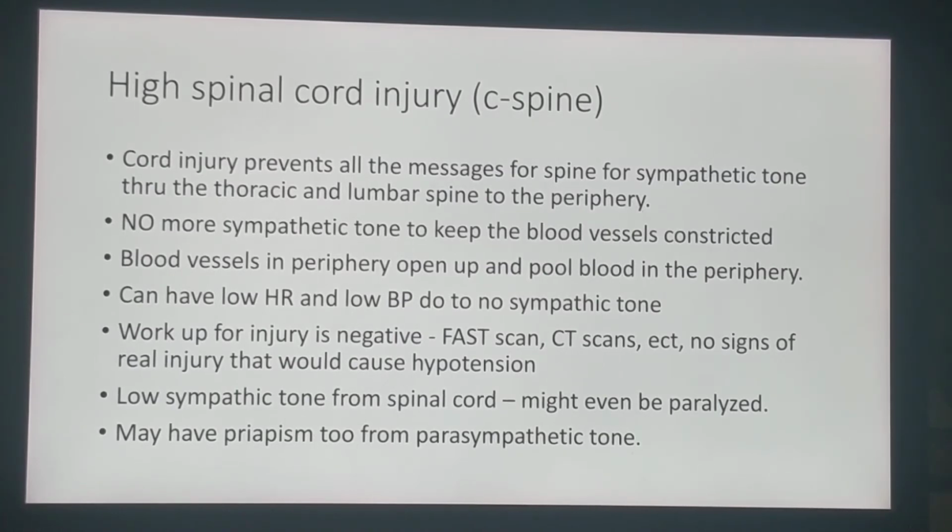Of course, you work up neurogenic shock once you've found it's not hemorrhagic. Most trauma, think hemorrhagic. This is after your FAST scan is negative and your CT scans are negative. There's not a lot of injury, no real injury that's causing hypotension, bleeding in the belly, bleeding in the chest. Also, the patient might be paralyzed or have numbness or tingling if they're talking to you. You can get priapism too, remember, from increased parasympathetic tone and decreased sympathetic tone.